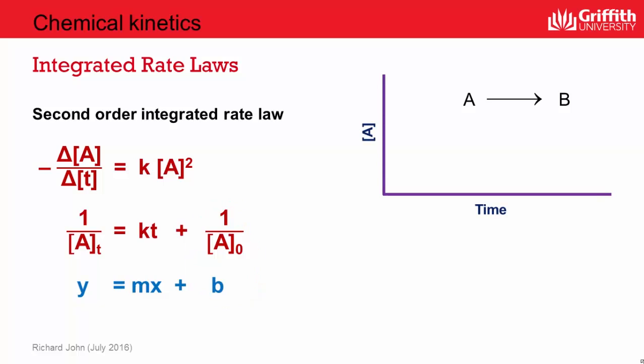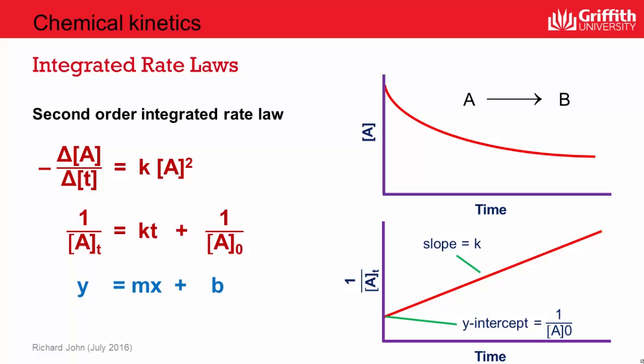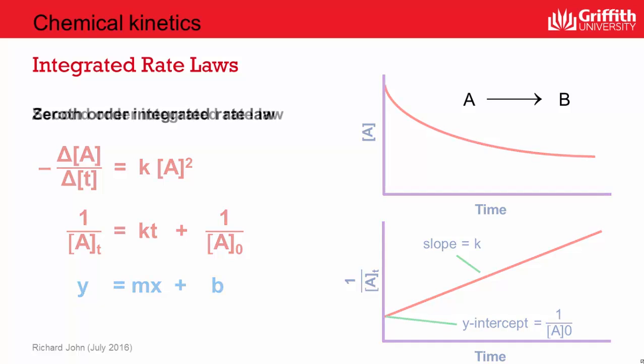So in a second order reaction, the concentration of reactant will decrease in an exponential-like manner, similar to the first order case, but the biggest difference is that the decay towards zero is slower in the second order case. Nevertheless, if instead of plotting concentration versus time, we were to plot 1 over the concentration versus time, we would see a straight line relationship with a positive slope, the magnitude of that slope being equal to the rate constant k. In this case, the y-intercept would be equal to 1 over the starting concentration of A.